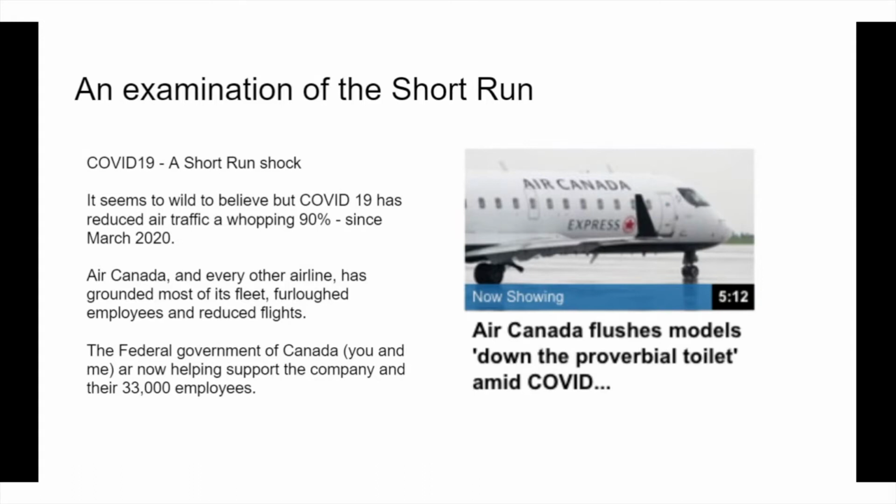And air travel was down in March 2020. Air travel was down 90%. You know, no one could have ever envisaged that. So obviously, government had to step in and basically prop up the airlines, because they would have all gone bankrupt very quickly. And it happened in Canada, and it happened in the United States, and it happened all over the world, really. So the short run is real, and big changes that occur in the short run can certainly throw a business for a loop.